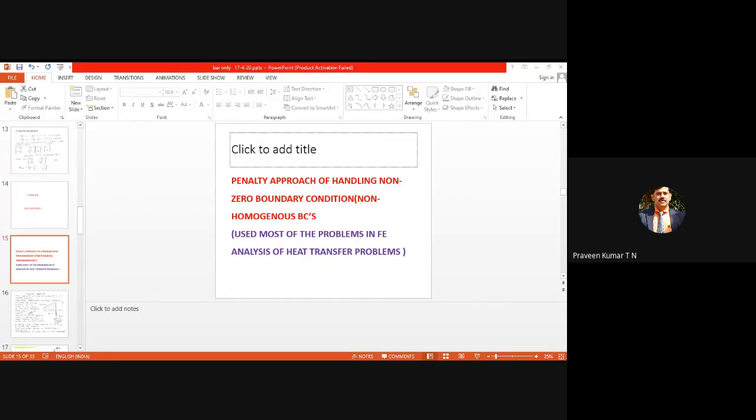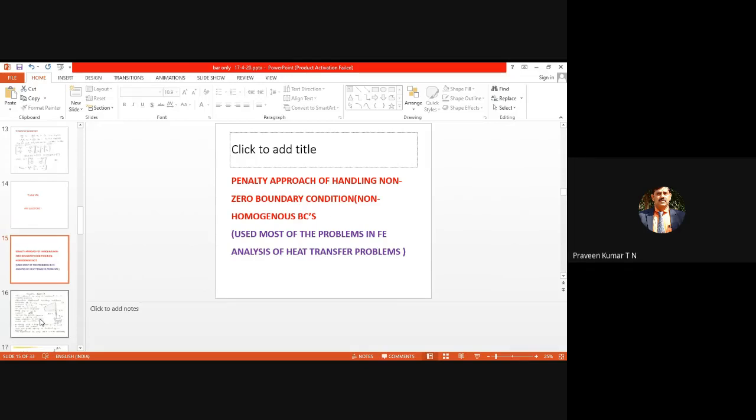When you explain the penalty approach and solve the problem, you may have confusion about which penalty approach or which elimination approach you have used. That is very simple for bars and trusses. When you come to heat transfer and go for a non-zero boundary condition, you have to use slightly different methods. So now I am going to discuss the penalty approach for non-zero, because most of the finite element analysis problems in heat transfer deal with non-zero boundary conditions.